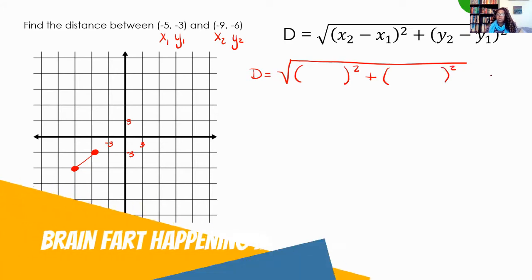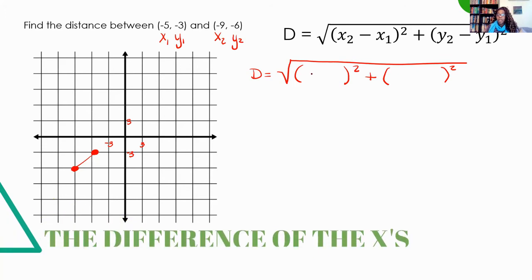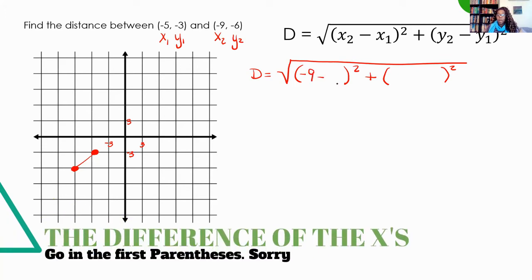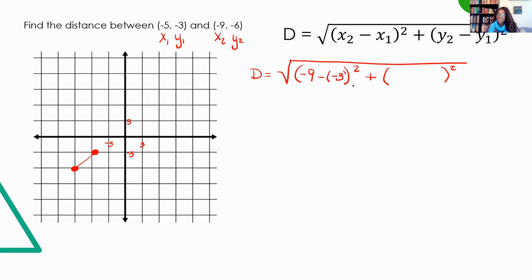So y2, which is -9, minus my y1, which is a -3. Make sure you represent that negative. It is not -9 minus 3. The 3 is negative. So that's why I put parentheses around it, so I can isolate that -3 just for a moment before I start combining.